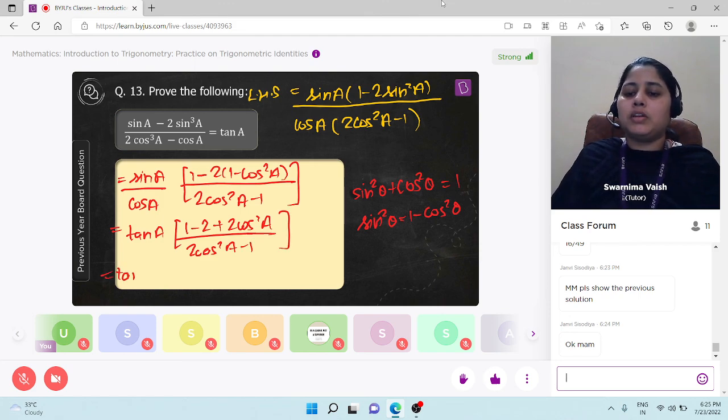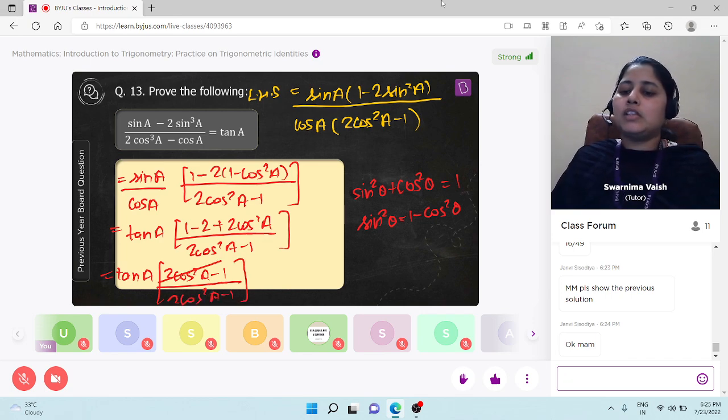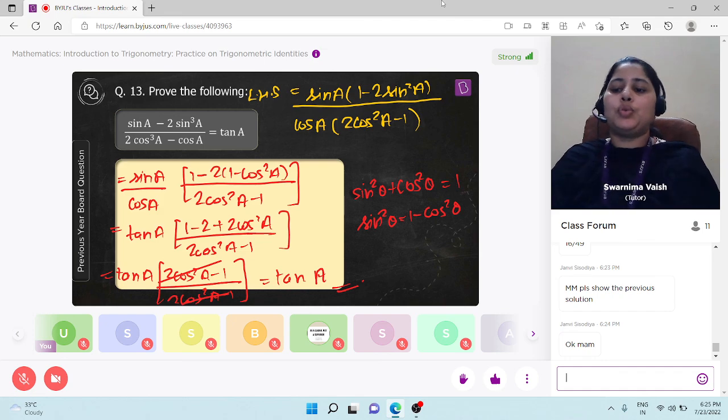That is, it will be tan A. 1 minus 2 means minus 1. So it will be 2 cos square A minus 1 by 2 cos square A minus 1. Both will be cancelled out. We are only left with tan A, is the answer. This is what we have to prove. Answer will be equal to tan A. Okay.